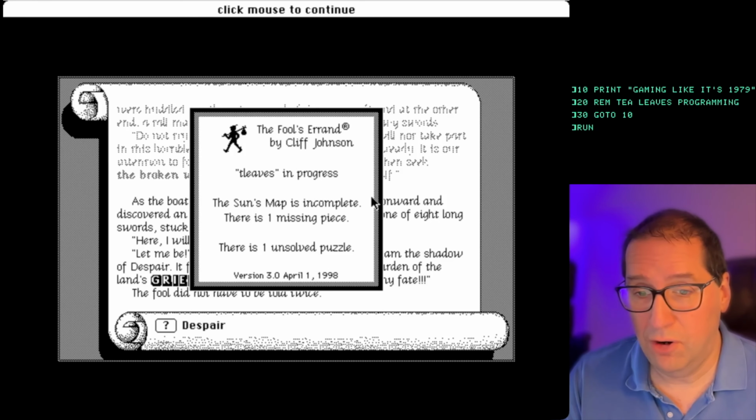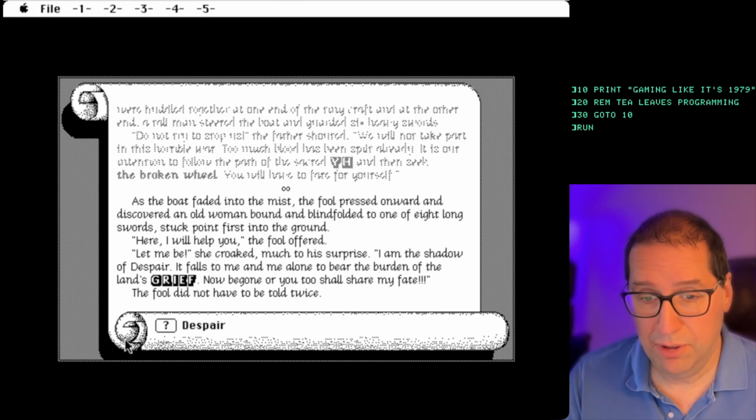So I believe this is our last non-Suns map puzzle.